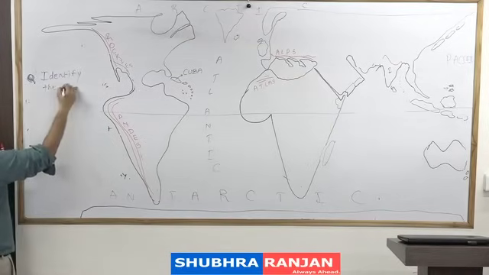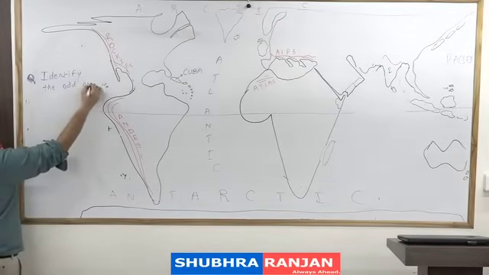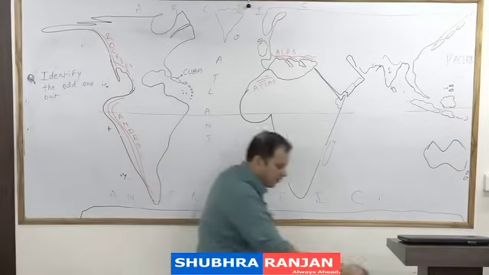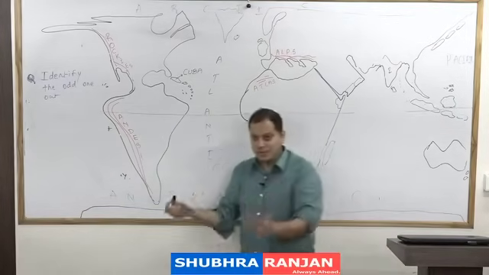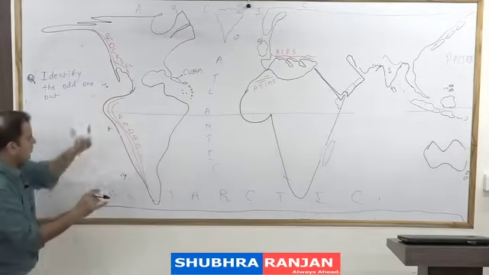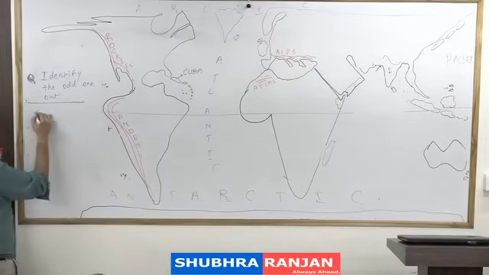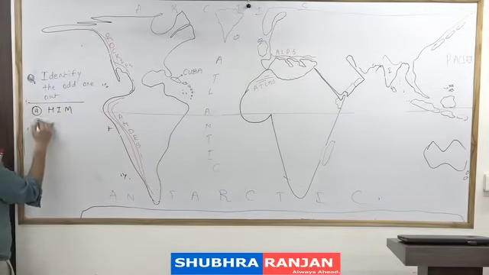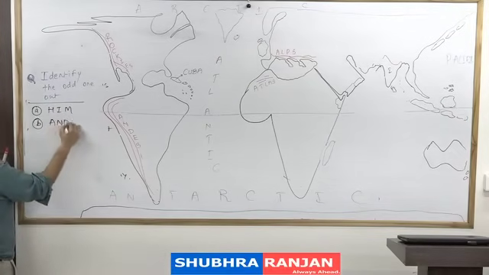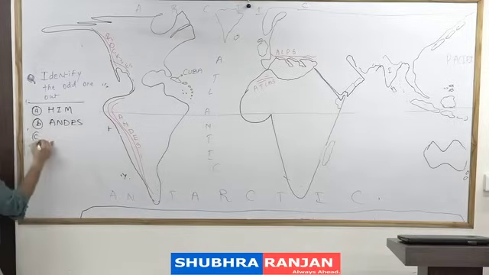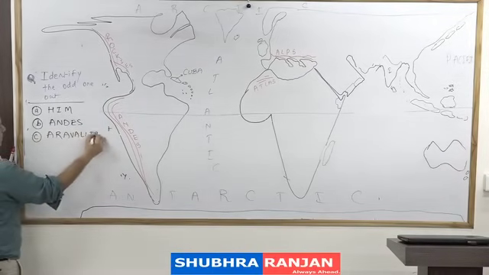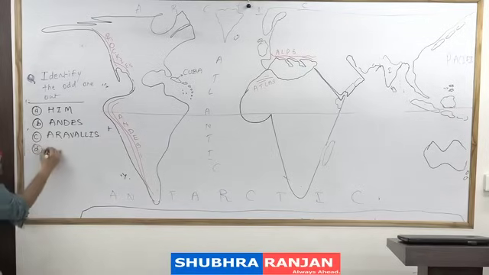Identify the odd one out. Identify the odd one out means identify the mountains which do not belong to the alpine orogeny. Such a statement will be there. I am not writing that statement. And the options they can give are Himalayas, Andes, third option could be Aravallis, and fourth option will be Appalachians.